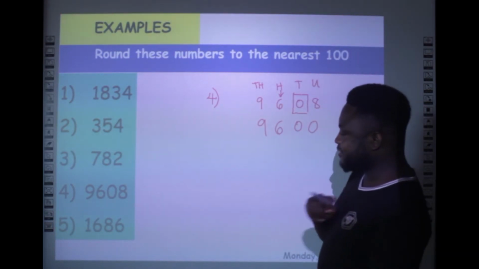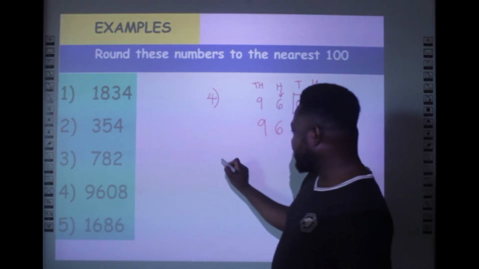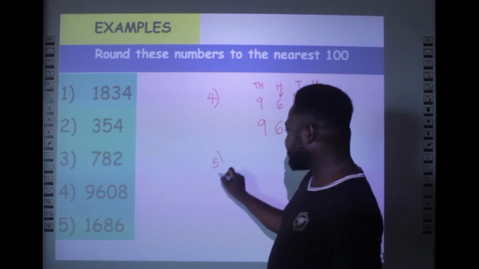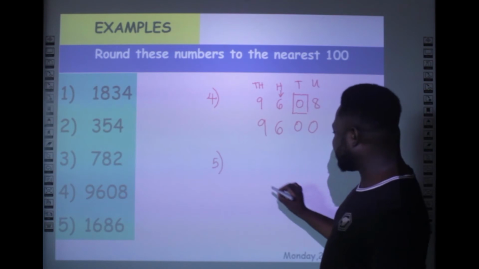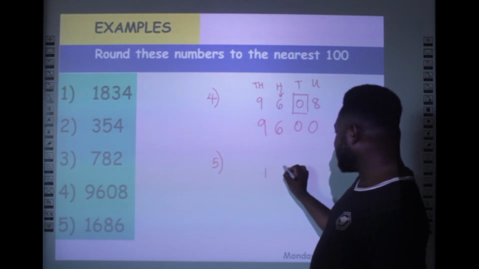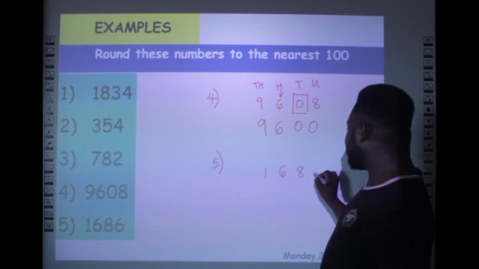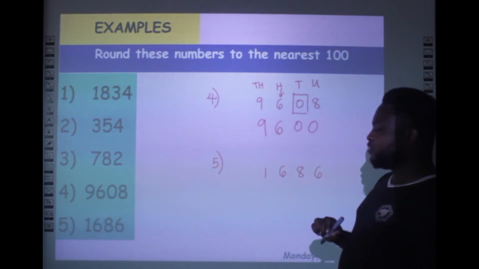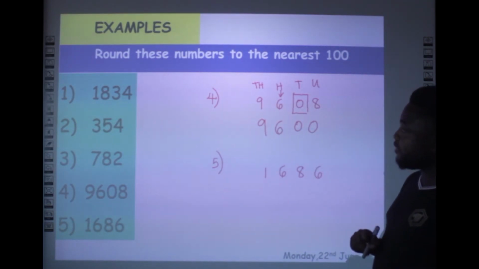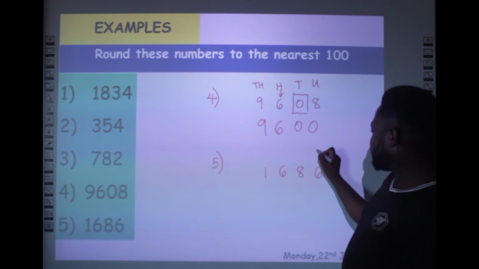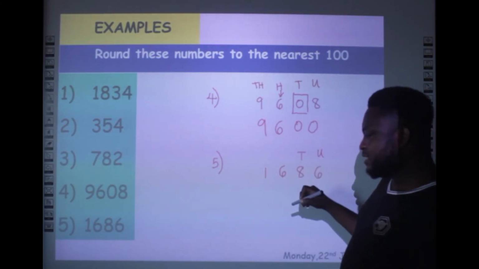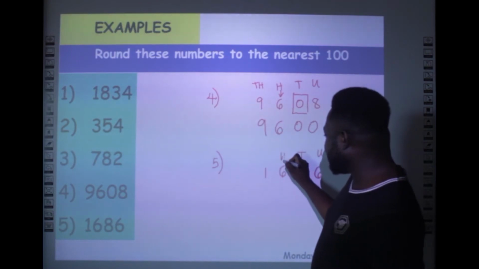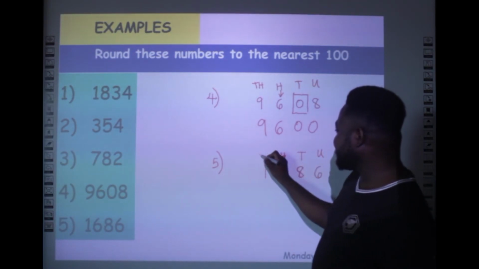Now, let's look at the fifth example, example 5. What we have there is 1,686. You write out the place value as usual. So this is going to give us the units. This is going to give us 10. This is going to give us 100. This is going to give us 1,000.